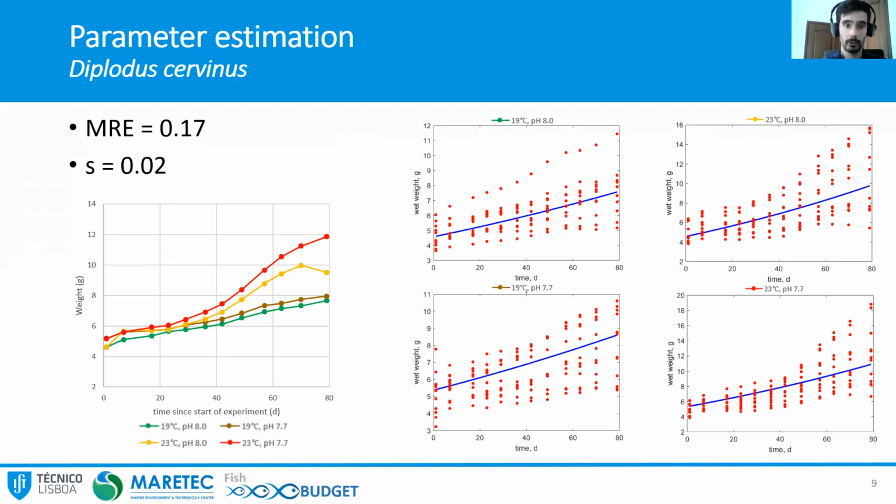So moving on to the results. On the parameter estimation for the zebra sea bream, we obtained a mean relative error of 0.17, and we obtained a stress factor of 0.02, meaning a 2% increase on the somatic maintenance rate for the lower pH condition.